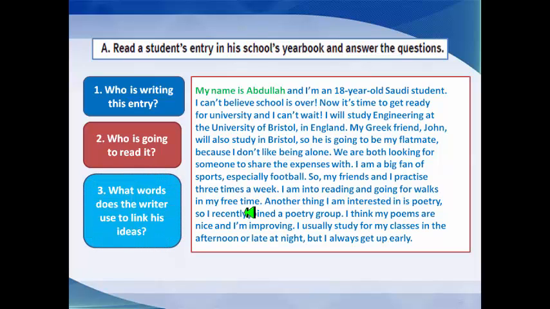What words does the writer use to link his ideas? So, the writer here, Abdullah, used some words to make his entry a good writing text. He uses some words like and. My name is Abdullah and I am an 18-year-old Saudi student. So he joined the two sentences using the word and.